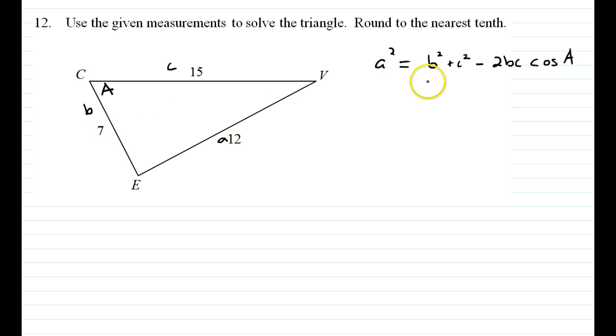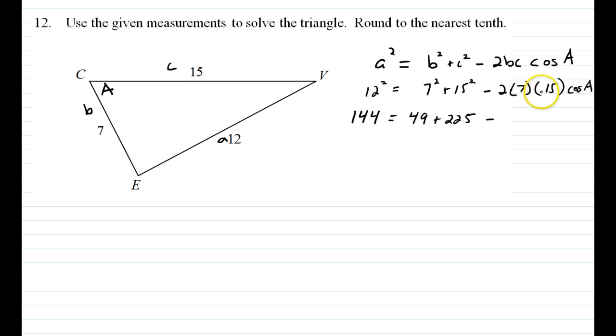So we're going to plug in 7 squared plus 15 squared. Here we know what A is, so we plug that in on the left side: 12 squared minus 2B, I know what B is, 2 times 7 times 15 and the cosine of A. Let's work that out. We have 144, and then this is 49 plus 225 minus 2 times 7 is 14 times 15 is 210 times the cosine of A. 49 plus 225 gives us 274. Now it's 144 equals 274 minus 210 times cosine of A.